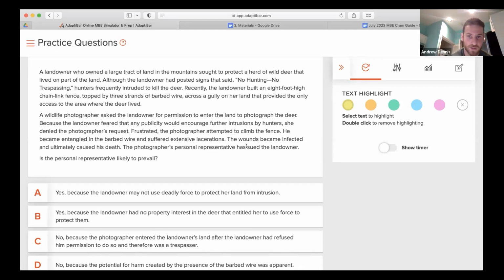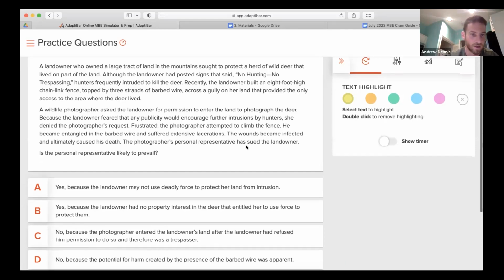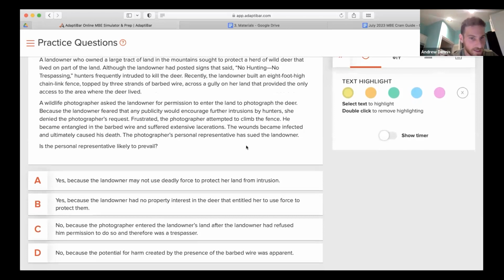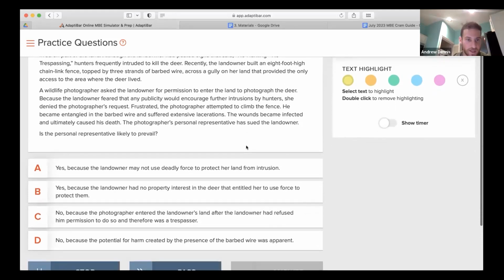The photographer's personal representative sued the landowner. Is the personal representative likely to prevail? A: Yes, because the landowner may not use deadly force to protect her land from intrusion. B: Yes, because the landowner had no property interest in deer that entitled her to use force to protect them. C: No, because the photographer entered the land after the landowner had refused him permission to do so and therefore was a trespasser. D: No, because the potential harm created by the presence of the barbed wire was apparent.